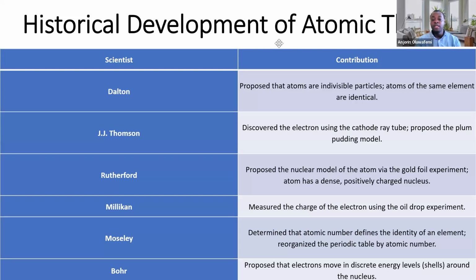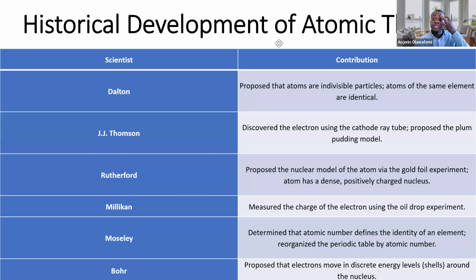Then we have Robert Millikan, who measured the charge of the electron using the oil drop experiment. Then Moseley determined that atomic numbers define the identity of an element, and reorganized the periodic table by atomic number. Then we have Niels Bohr, a Danish scientist, who proposed that electrons move in discrete energy levels, or shells, around the nucleus. That was the proposition from Bohr towards the atomic theory.